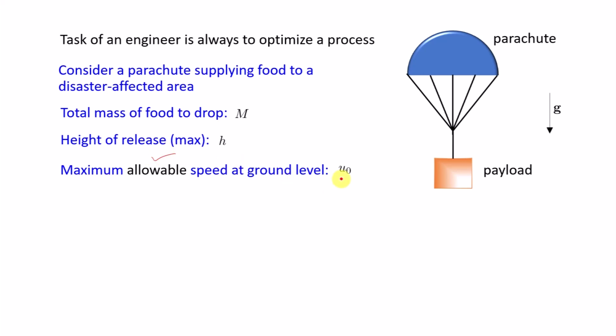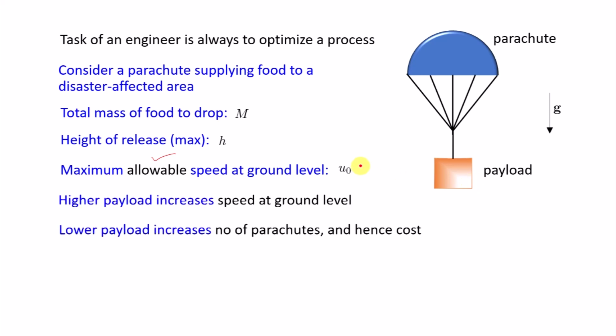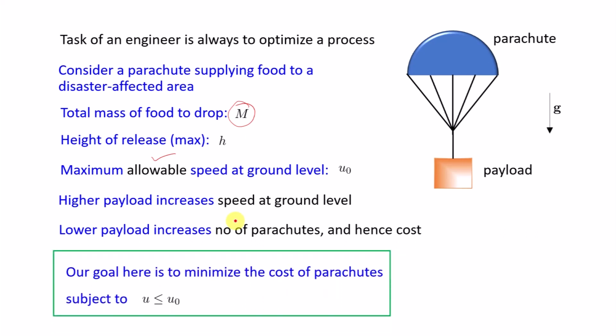We don't want to go beyond U0 because that may destroy the payload, in this case the food, when it hits the ground hard. So now, if we have higher payload, it will increase the speed, and then again, in the same manner, the food will be destroyed. On the other hand, if I have lower payload, then it increases the number of parachutes that we have to bring, because the total mass of food is a constant. Less amount of food per parachute means more number of parachutes, which will again increase cost. So you can see that this is indeed an optimization problem.